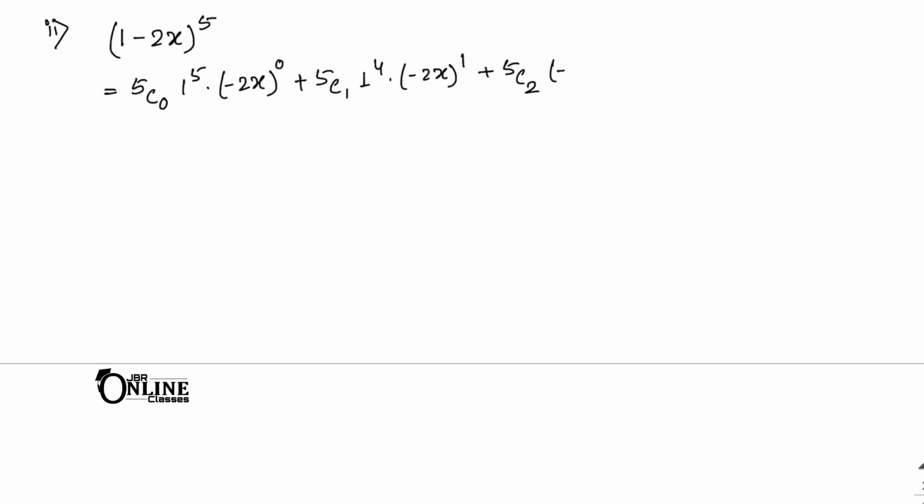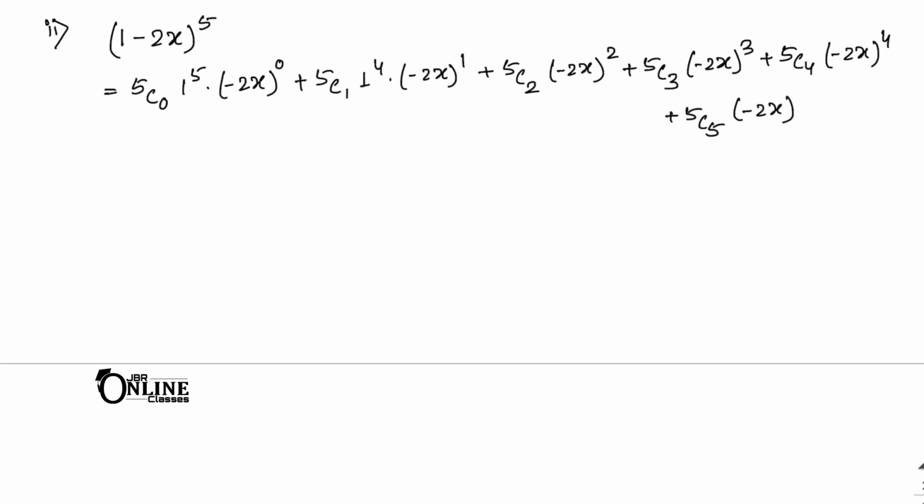So now next one here (minus 2x) whole square. Then 5c3, again 1, and here (minus 2x) whole cube. Then 5c4, again 1, then (minus 2x) whole to the power 4. And the last one 5c5, then (minus 2x) whole to the power 5.